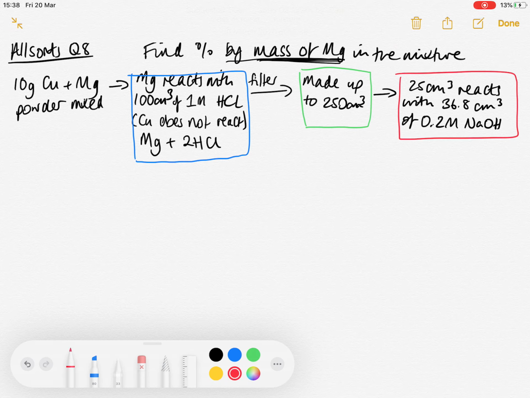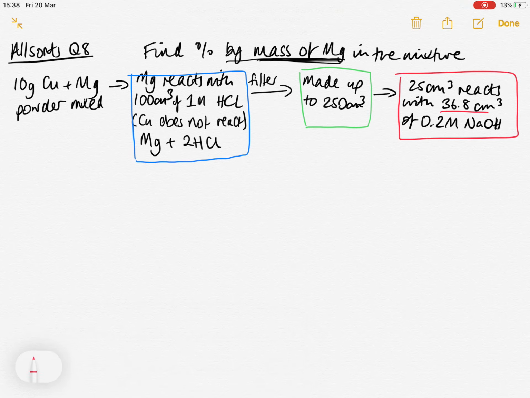So I'm going to go with the red section first, because as I said, it's a back titration, we're going to go backwards. So what information do we have? We have 36.8 centimetres cubed, which is a volume, okay, and we have 0.2 molar, which is a concentration, okay. Apologies for my writing with this pen. Now, if we've got volume and concentration, we can therefore work out moles, okay, remembering our equations. So that's what I'm going to do first.